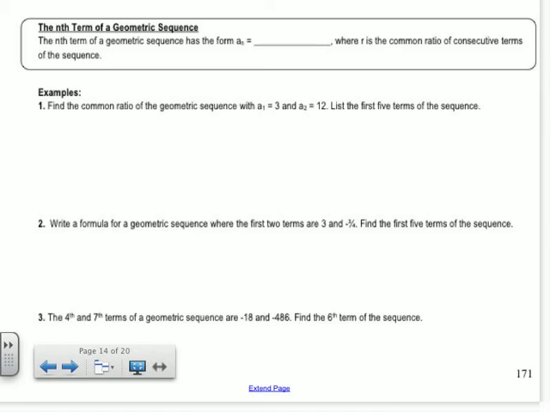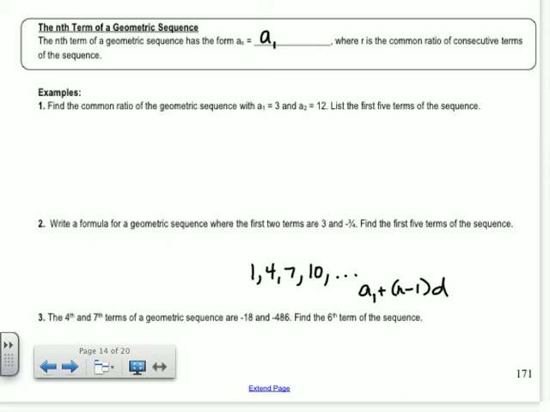Okay, the nth term of a geometric sequence. The nth term of a geometric sequence has the form a sub n equals, okay, this is very similar to what we did with our arithmetic sequence. Do you remember when we had an arithmetic sequence? When we had like 1, 4, 7, 10, and so on, you always added 3. So we said, okay, it's going to be my first term plus however many of the common differences.